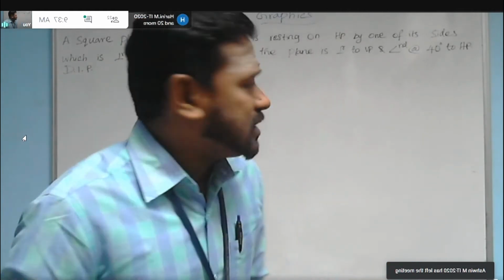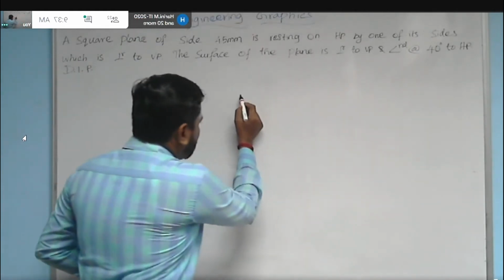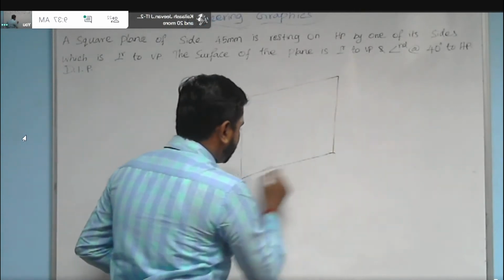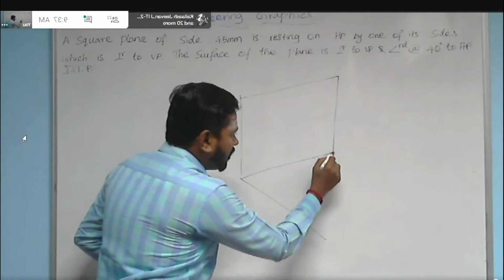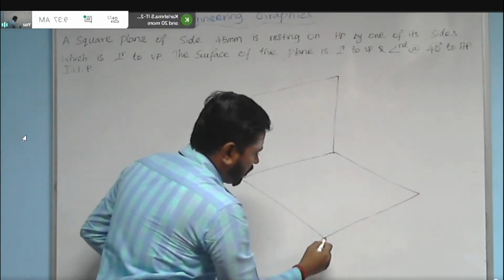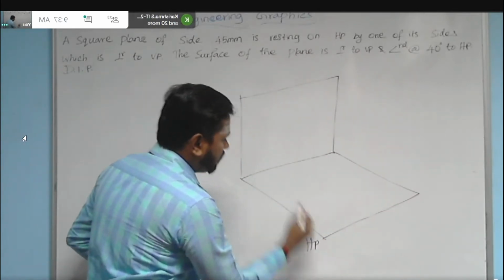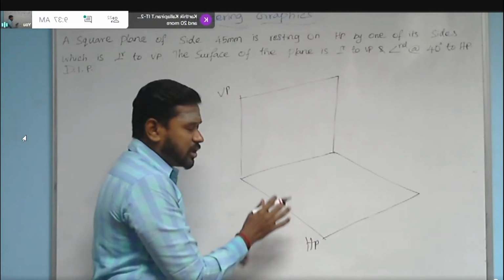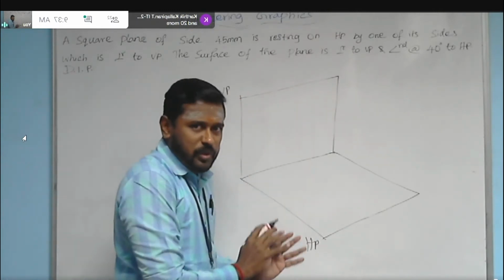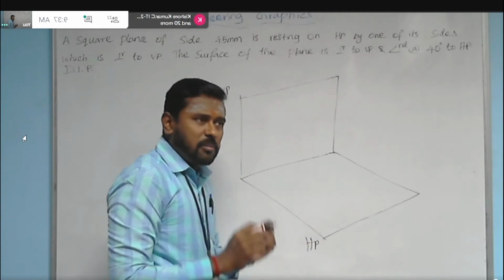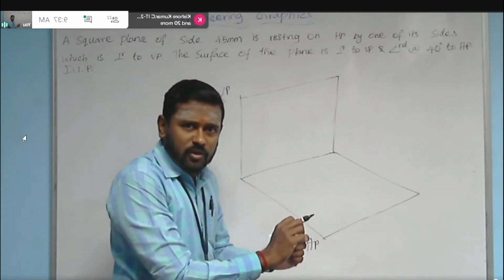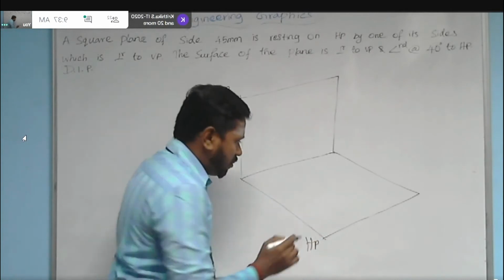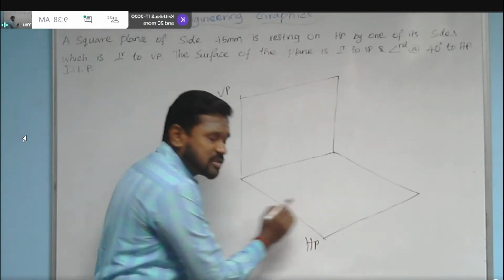If you consider it in the 3D environment, this is our principal plane VP and that is our principal plane HP. Our square plane is going to rest on HP by its base sides, not with the complete surface. By one of the base sides it is going to rest.